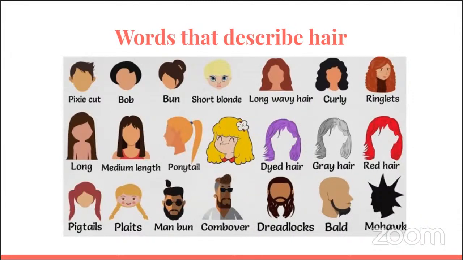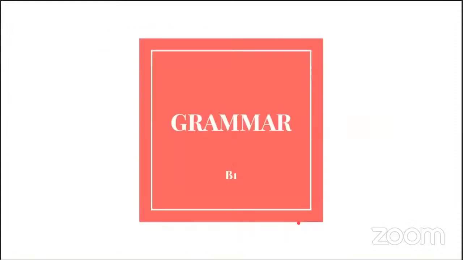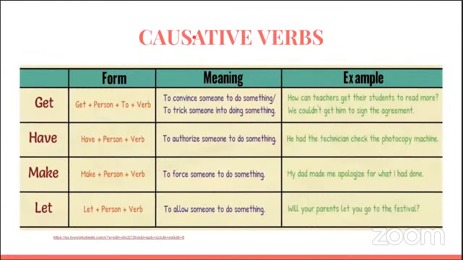Let's go on to grammar. On grammar, you're going to be reviewing the causative verbs. This is something that we have seen before, but here we are going to specifically review the structure, the meaning of it, and examples to apply. Here, get. Get is always going to be followed by a person and also followed by the preposition to and a verb.